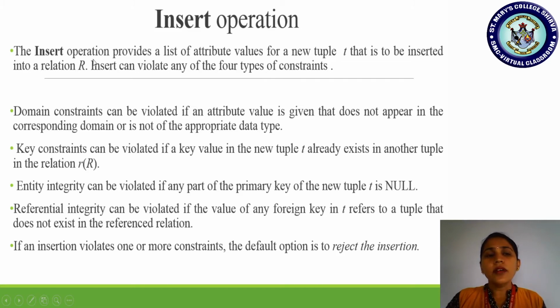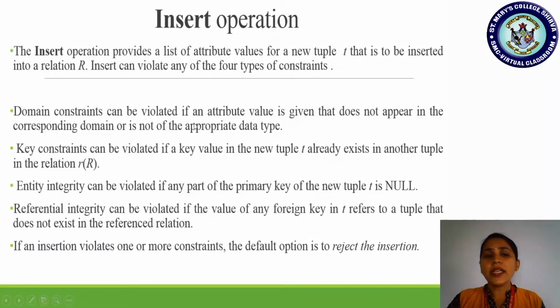So insert can violate any of the 4 types of constraints. So while doing the insertion, while adding a new record, while inserting a new tuple with some list of values for the attributes, certain constraints may be violated. So how many types of constraints can be violated? 4 types. Which are those? Domain constraints. First one, domain constraints can be violated if an attribute value is given that does not appear in the corresponding domain or is not of the appropriate data type.